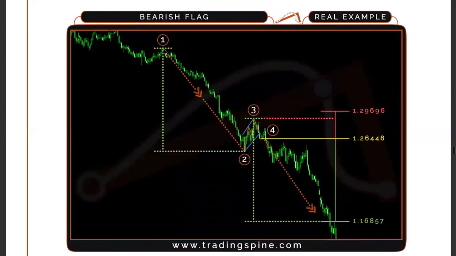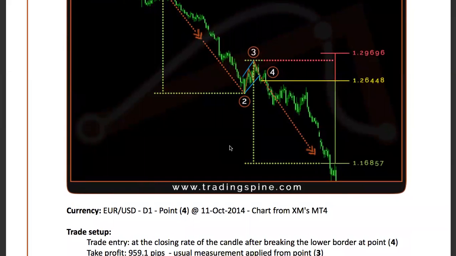You can see this trend pointing downwards. It's very sharp, pointing downwards. Then at 2, it formed a kind of retracement going up, down, up. And then it broke out at 4. It retraced to a level around 4 before going downwards.